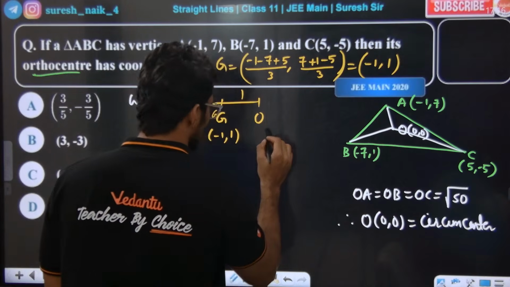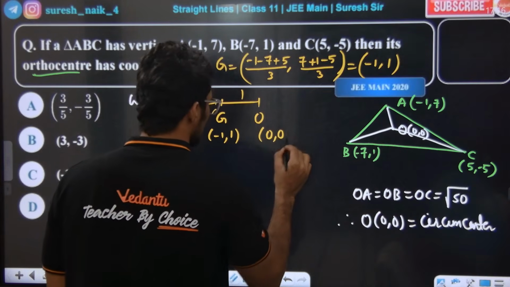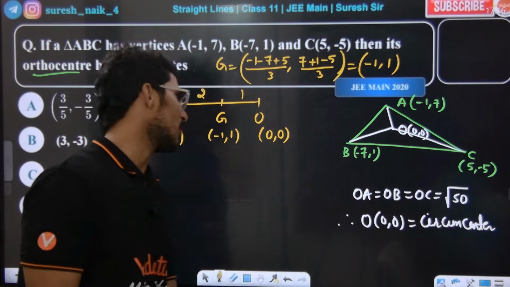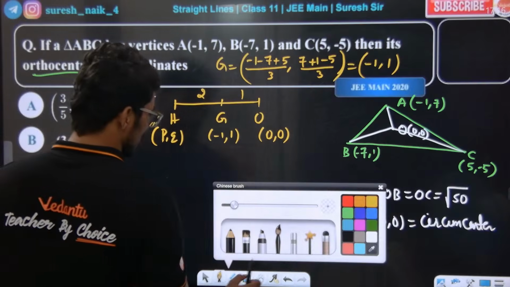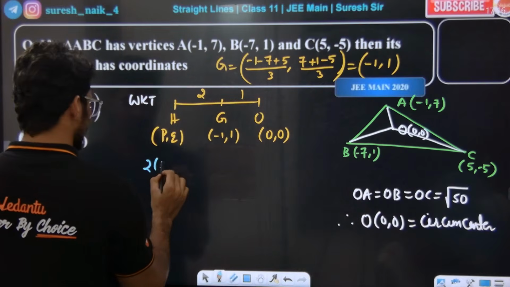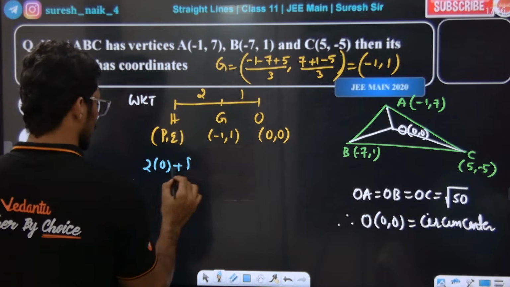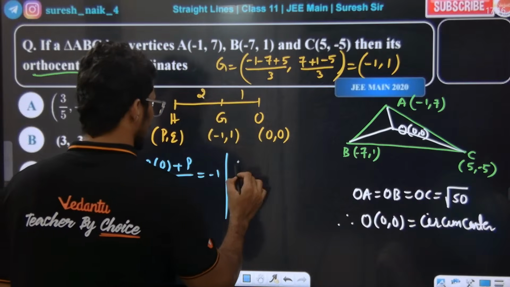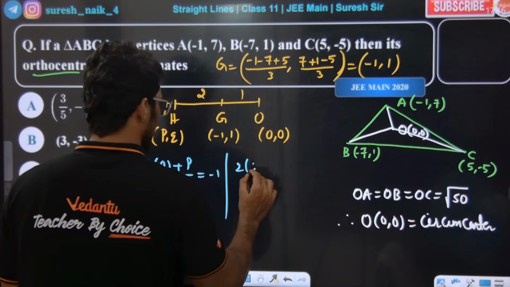What is the orthocenter basically? It is P comma Q. The centroid is this. The circumcenter is the origin, definitely. Now can't you find the orthocenter? Very easily you can find it. How do you find it? (m x2 plus n x1) divided by (m plus n) is equal to -1. Super.